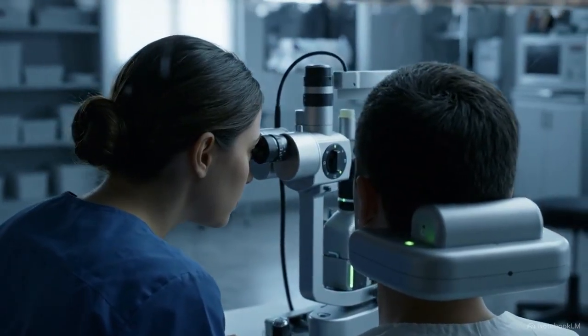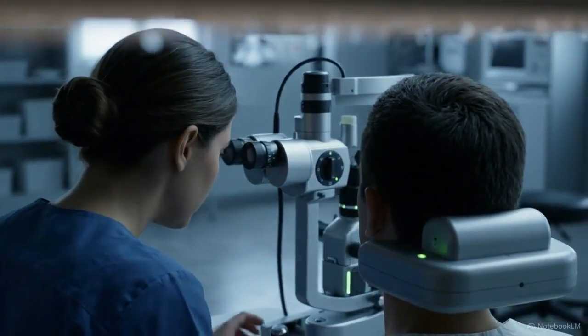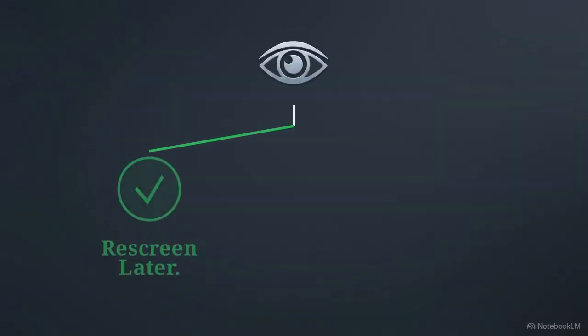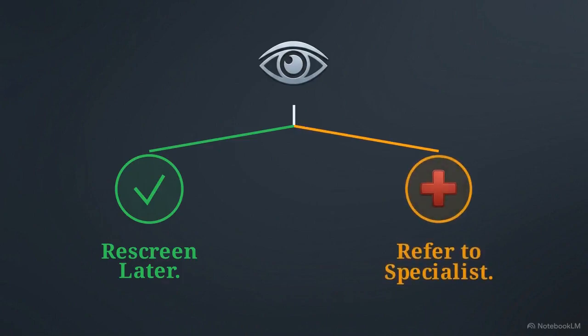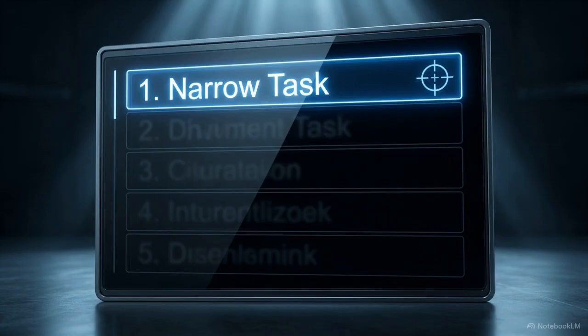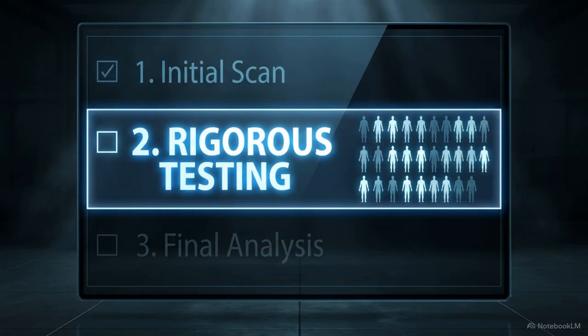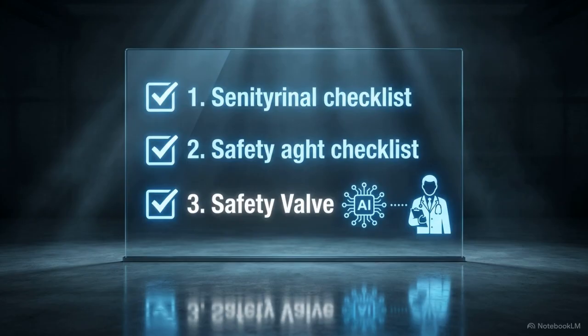A nurse photographs the eye, and the AI analyzes the image. It either determines there are no signs of significant disease and tells the patient to rescreen later, or it identifies danger and refers the patient to an eye doctor. This autonomy was granted because of 3 strict safety guards. The task is narrow and well-defined, it underwent rigorous testing on a diverse population, and it features a built-in safety valve that refers any uncertain cases to a human specialist.